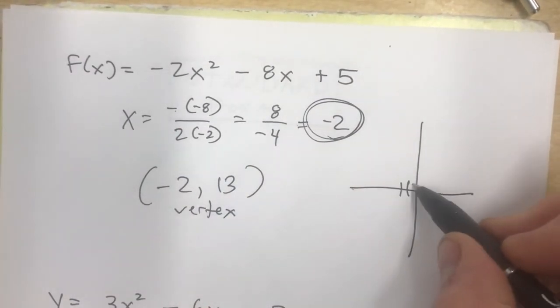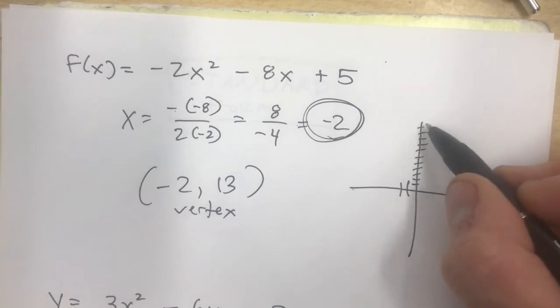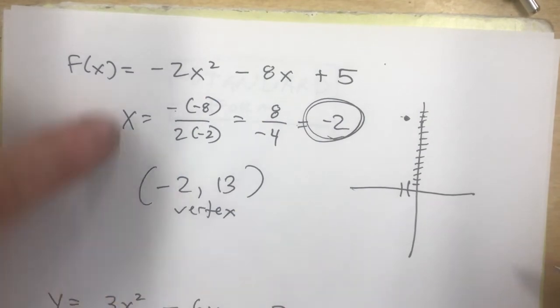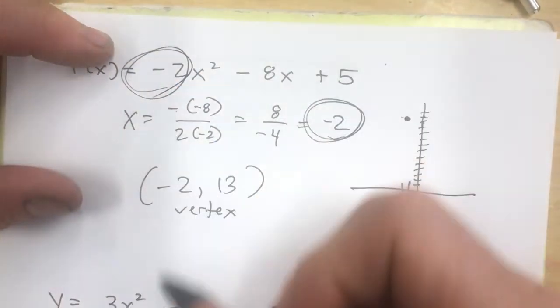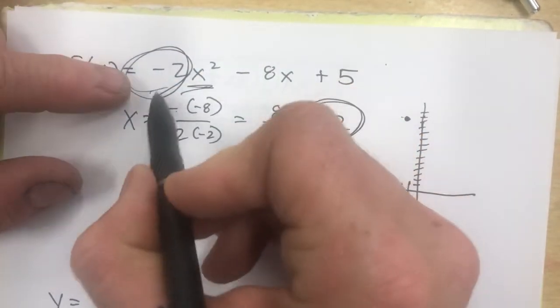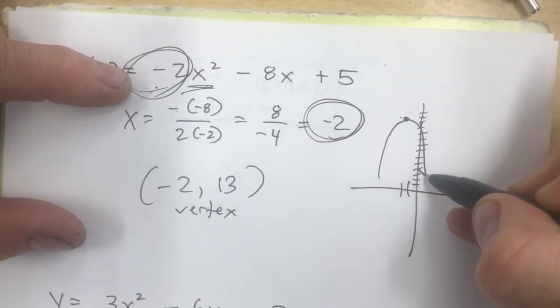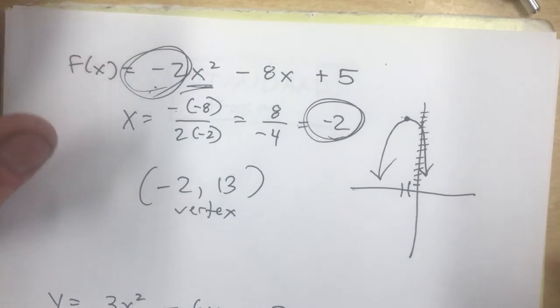So -2, 1, 2, 3, 4, 5, 6, 7, 8, 9, 10, 11, 12, 13, 14. Here's 13 right there. There's my vertex. And then see the negative in front of the x squared? It's got to be in front of the x squared. That tells you it's concave down, which means it's going to look like this.